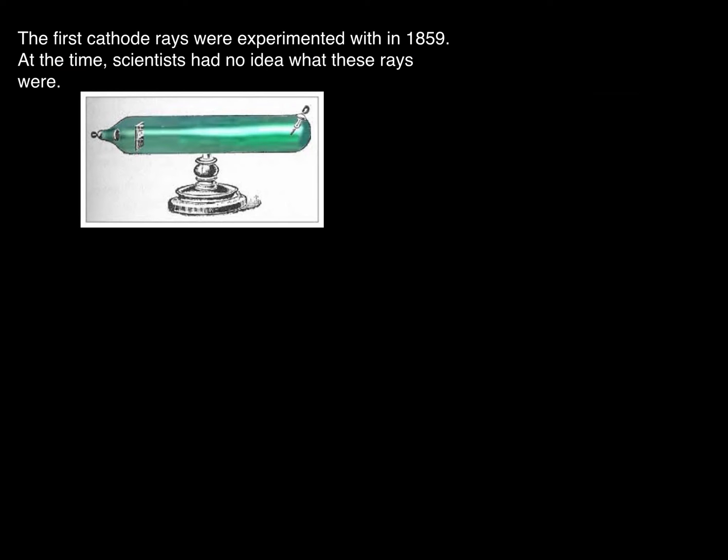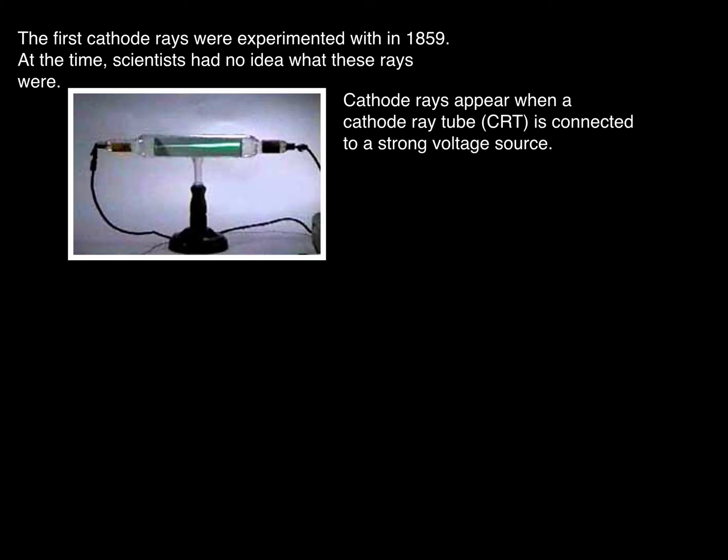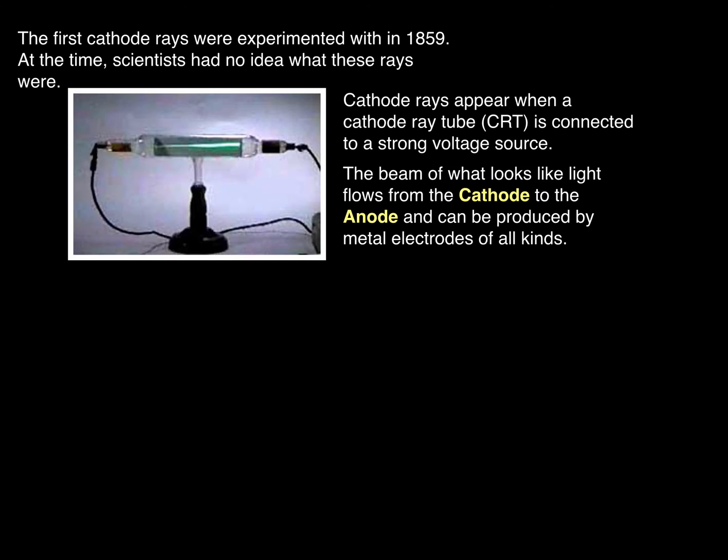The first cathode rays were experimented with in 1859. At the time, scientists had no idea what these rays were. Cathode rays appear when a cathode ray tube, or a CRT, is connected to a strong voltage source. A beam that looks like light flows from the cathode to the anode and can be produced by metal electrodes of all kinds. We now know that these cathode rays are streams of electrons traveling from the cathode to the anode.